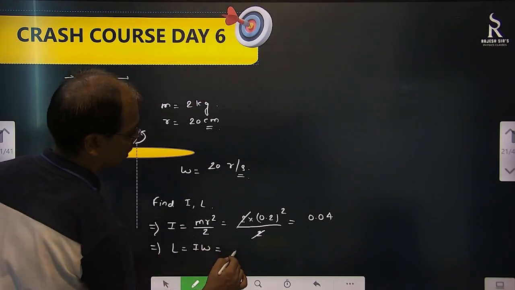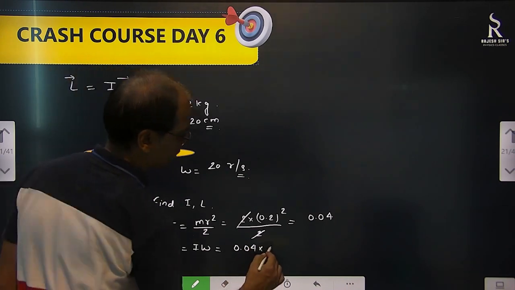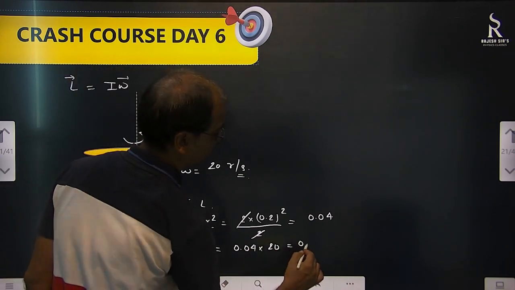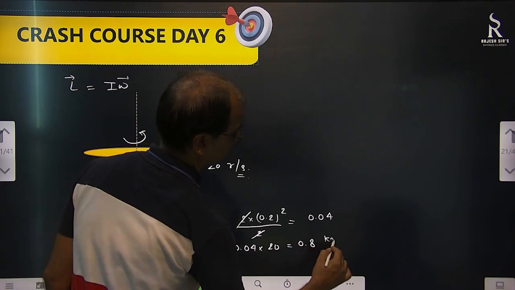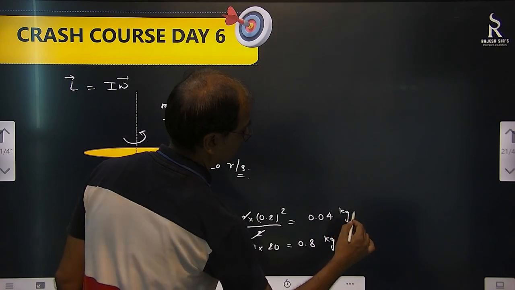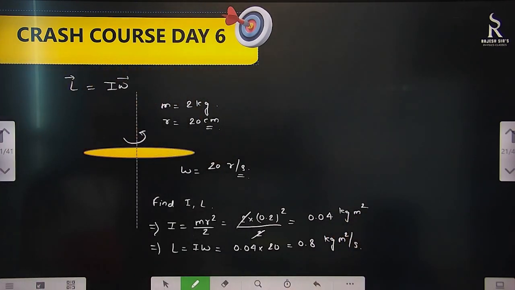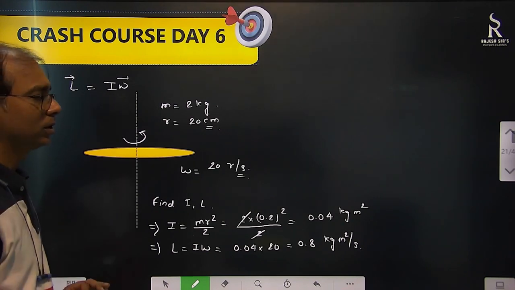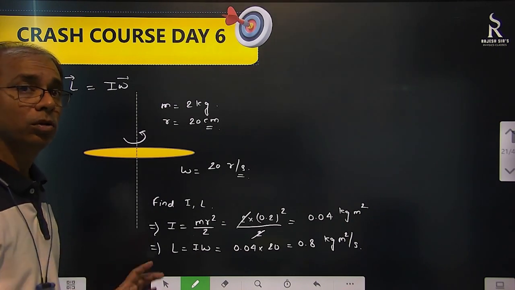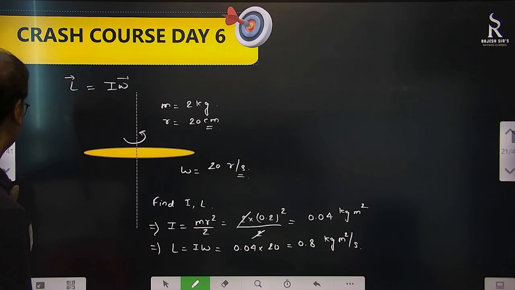So L is 0.04 into 20. Answer is 0.8 kg meter square per second, and this is kg meter square. So this way we can calculate angular momentum easily. There is no problem. But in angular momentum, if questions are coming, they will be more related to the particle only. See, what are a few more important questions.